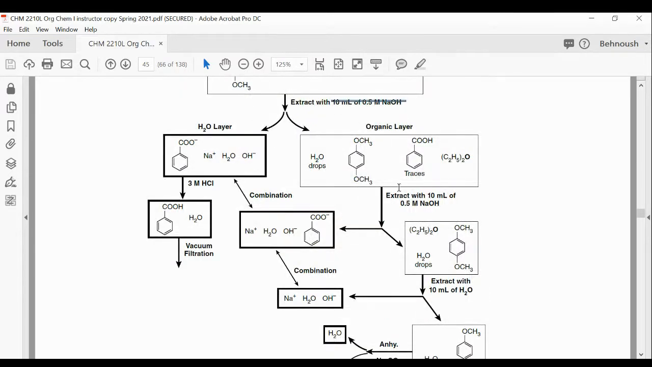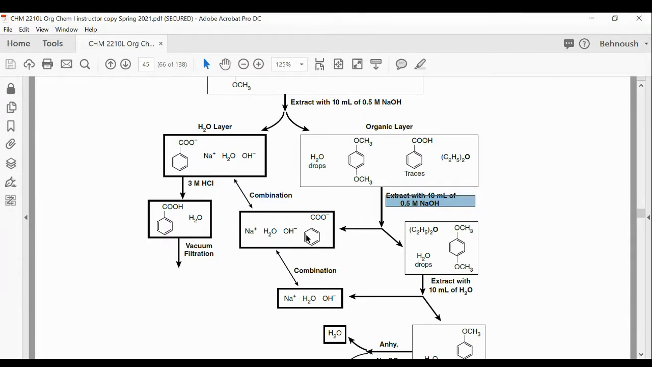So we add one portion here and one portion here, at least two. It doesn't hurt to add 3 times, but the condition is that each time you have to separate the 2 layers, collected. Each time you have to see these boxes formed here. That means that you have separated. Now you're going to combine it.